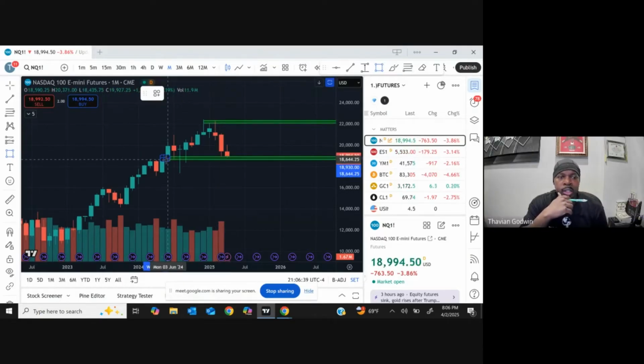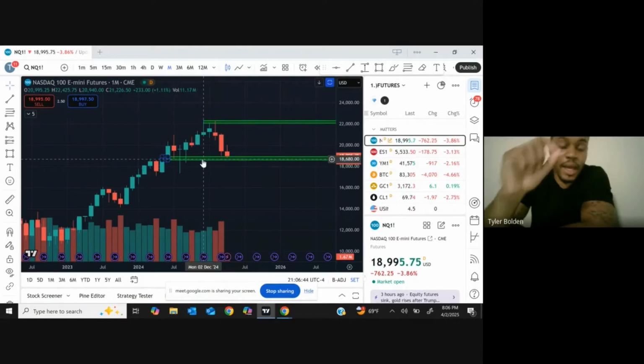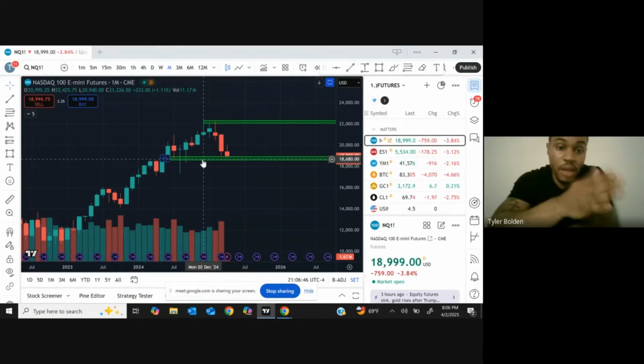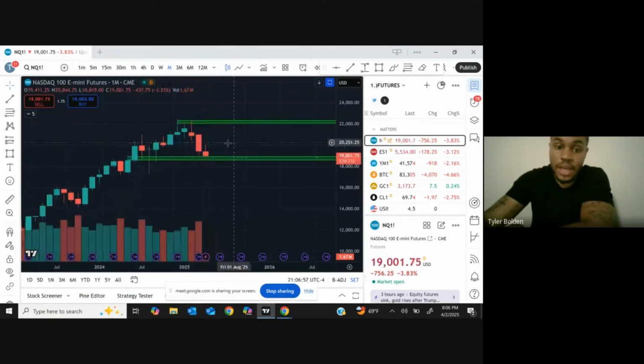Now, are you going off the wick or the candle? So I go off both. As I start breaking down the smaller time frames, you'll see it's just candles all in that area. So I don't put a necessary pinpoint price. I put a specific area. That's why I use this little space here.